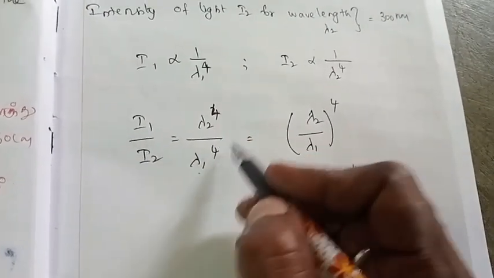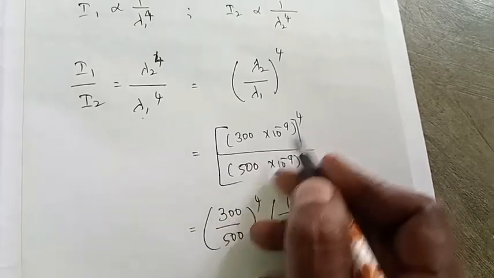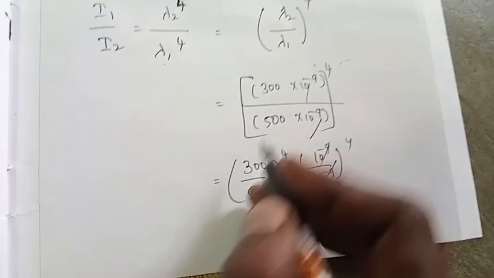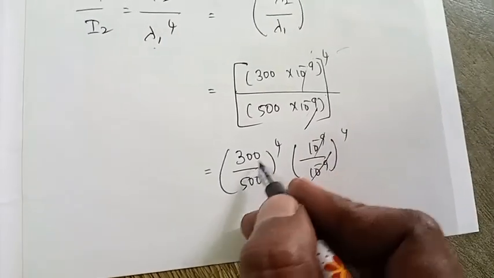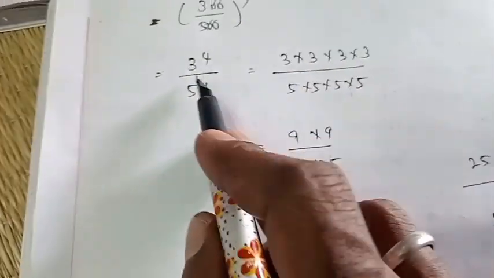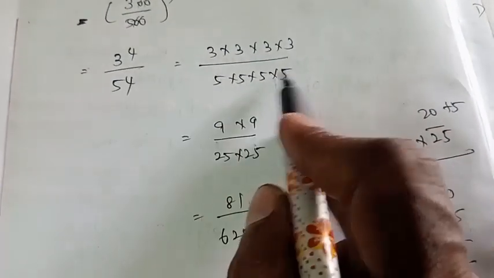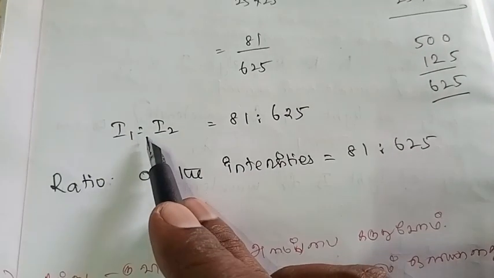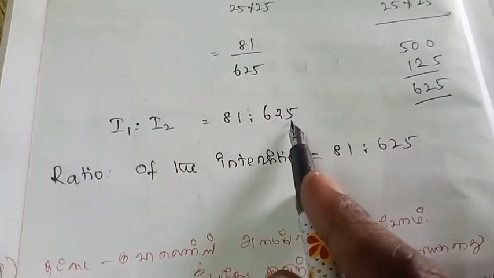The power is common, so take it out. So 300 divided by 500, whole power 4. The zeros cancel, so 3 power 4 divided by 5 power 4. 3 to the power 4: 3 times 3 is 9, 9 times 9 is 81. 5 to the power 4: 5 times 5 is 25, 25 times 25 is 625. So 81 divided by 625. I1 to I2 is equal to 81 to 625. The ratio of the intensities is 81 to 625.